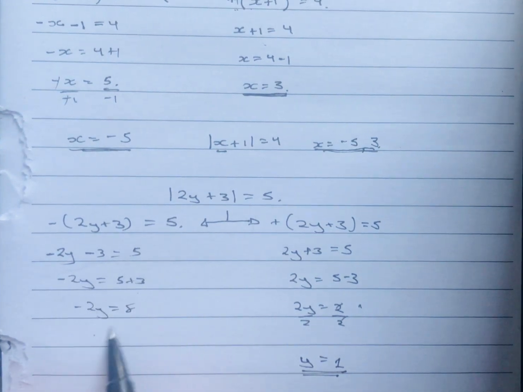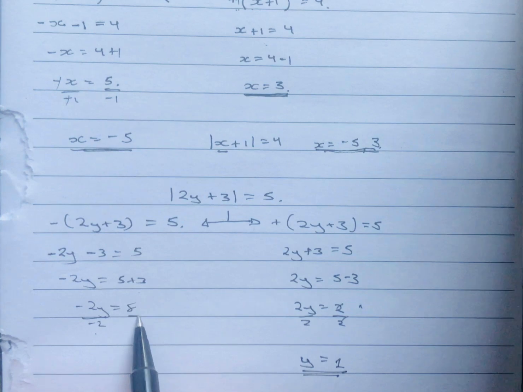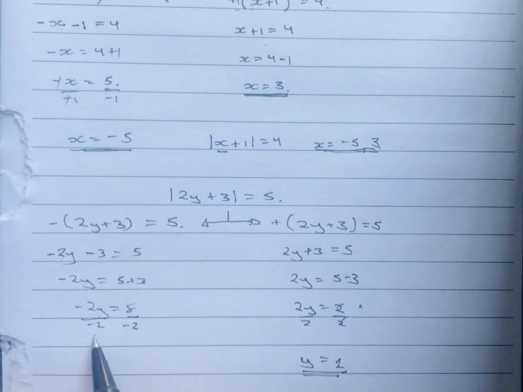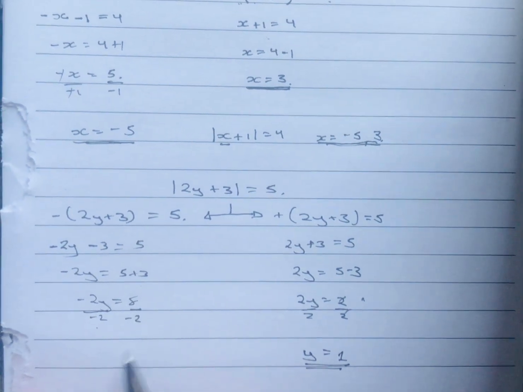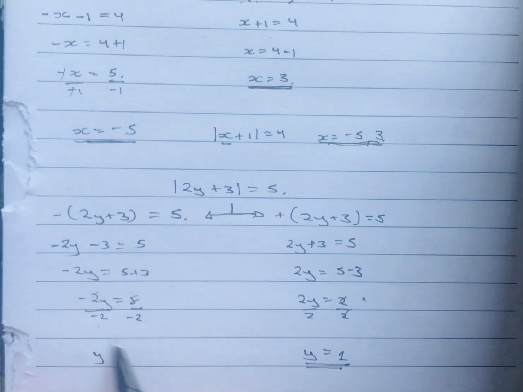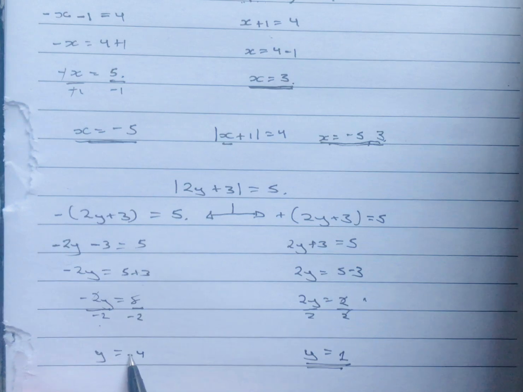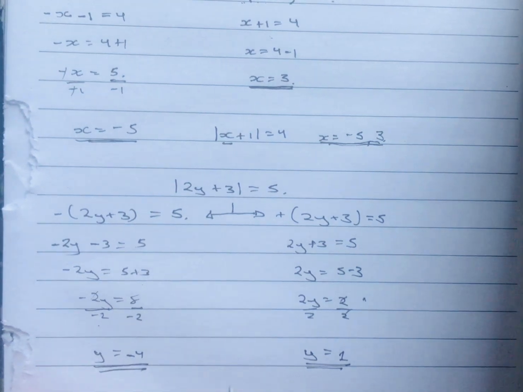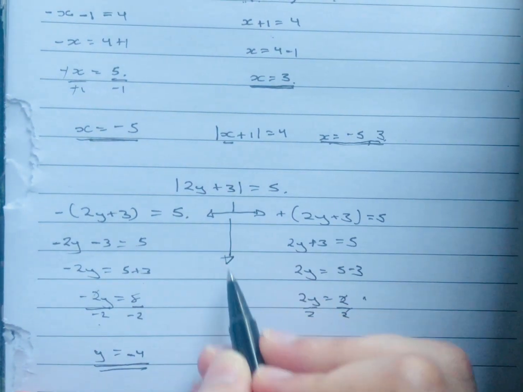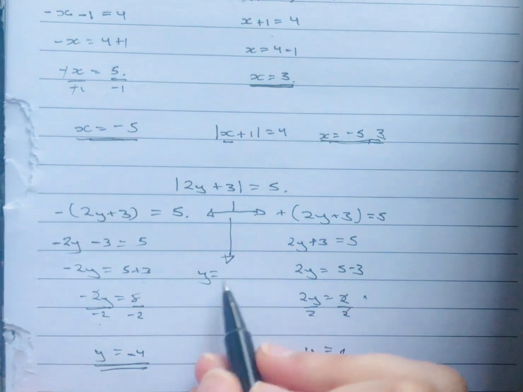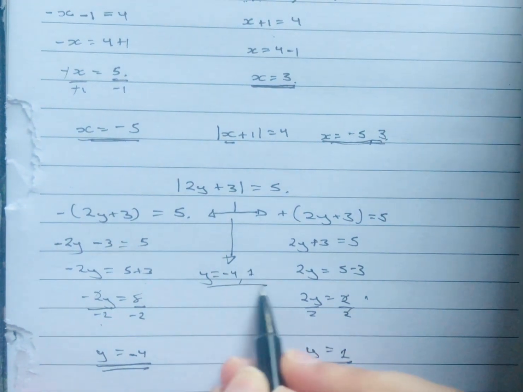Okay, but you want y to be alone, so you divide by the coefficient, that's negative 2, on both sides, and now you have y because this cancels out. 8 divided by 2 is 4, because positive divided by negative, the answer will be negative. That's your answer. So the answer to this question is y is equal to negative 4, 1.